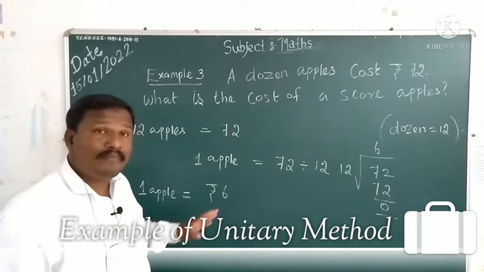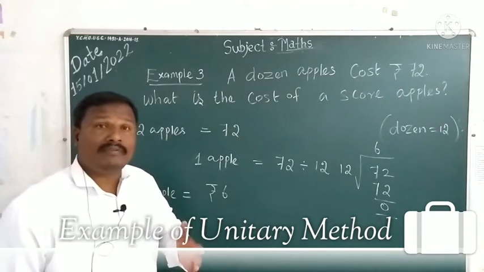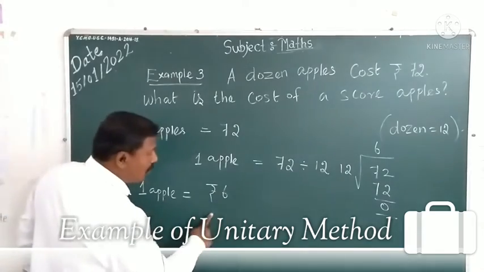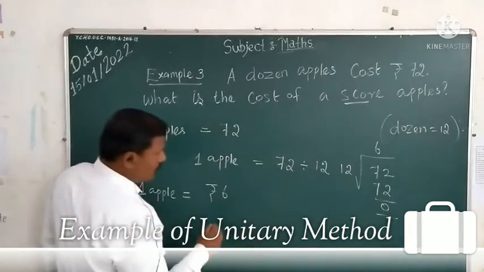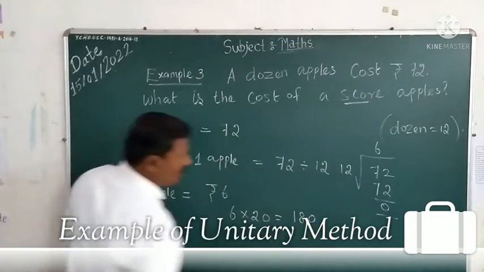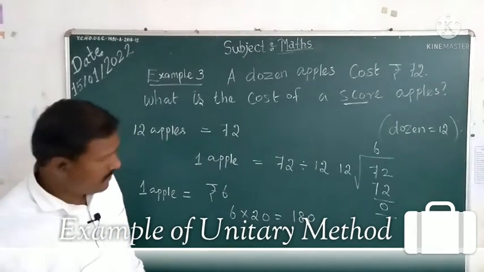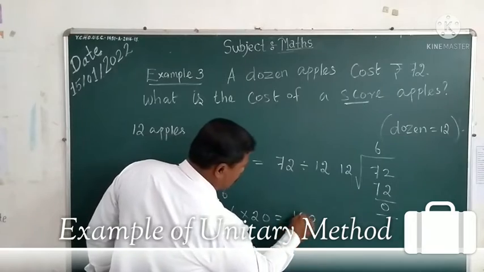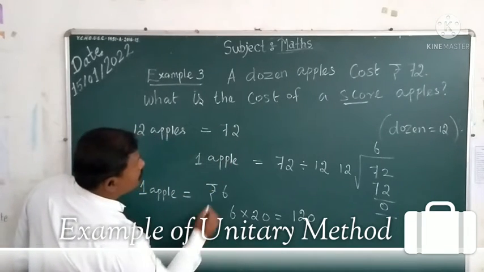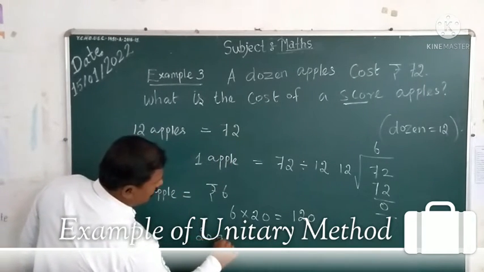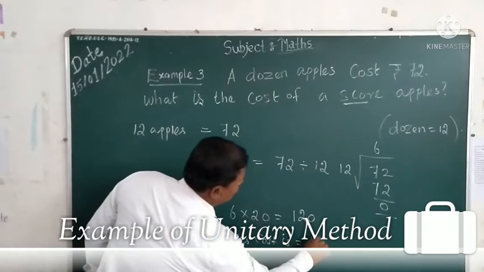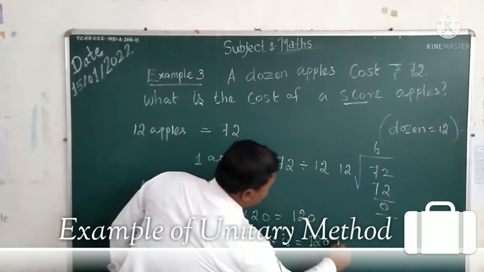Now I found one value by using the division method. Now I want to find the more than one value, so I want to do multiplication. So now we have to do multiplication. What is the meaning of score? I want to say 20. So 6 into 20 is equal to 180 rupees. Sorry, 120. 120 rupees. So a score of apples, 20 apples, cost is 120 rupees.